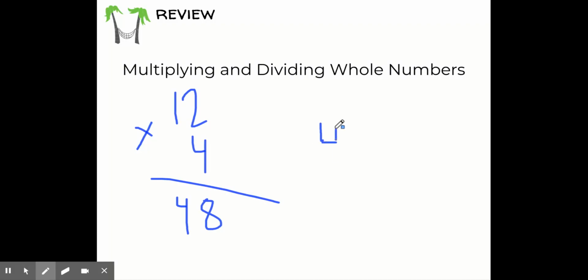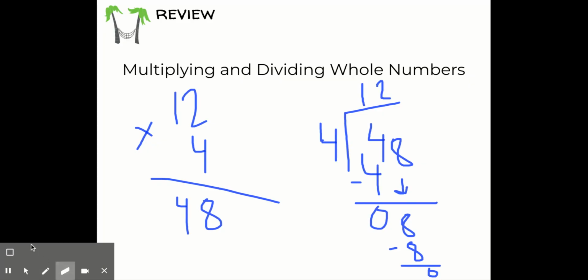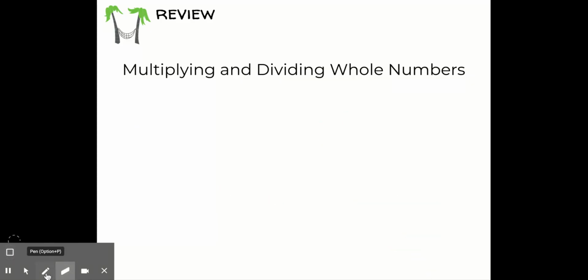If I were dividing whole numbers, I would ask myself, how many times can 4 go into 4? 1 time. And I'd write that down here. I would subtract, bring down my 8. How many times can 4 go into 8? 2 times. 4 times 2 is 8. I would subtract, and I'd have no remainder. So these two skills are something that we'll be looking at today as we're converting measurements.